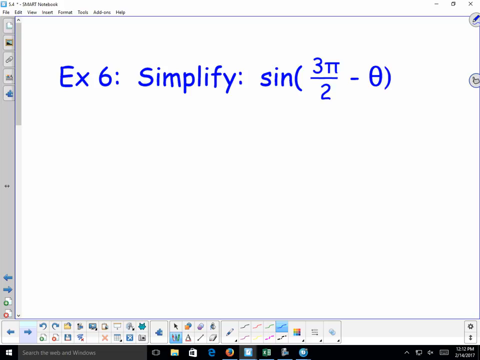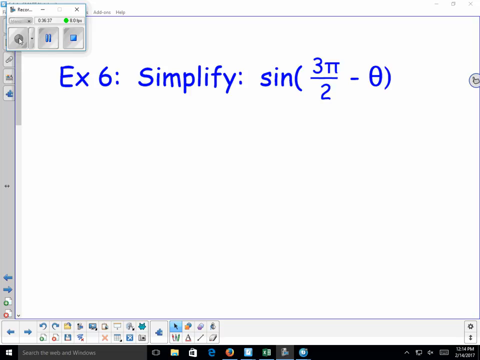This is another one just like that, and I think what I'm going to do is have you work on this on your own. Just try this one right now. You're going to use a sum or difference formula for sine of 3 pi over 2 minus theta. I didn't give you an equal sign here, right? So you're just going to simplify it and then compare with the people around you and see if you agree on that. And I'm going to pause this for a moment.